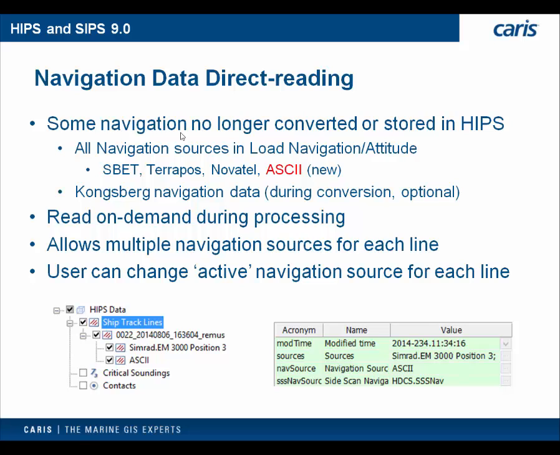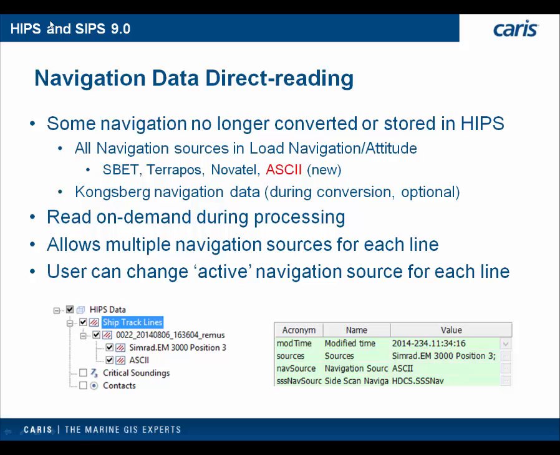To do this for HIPS 9.0, we took lessons learned from our water column support, and we no longer store post-processed navigation in our internal HIPS format. Instead, anything you bring in from the Load Navigation Attitude dialog is simply indexed and attached as an available navigation source. For each line, you can then pick which source you want to use for processing, and the navigation is read directly from the raw file on demand.